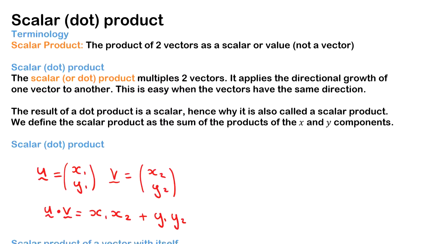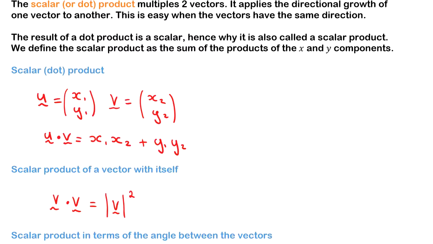And this is easy when the vectors have the same direction. The result of a dot product is a scalar, hence why it is also called a scalar product. We define the scalar product as the sum of the products of the x and y components. So if we have two vectors, vector u and vector v, the scalar product will be the product of x1 and x2 plus the product of y1 and y2.